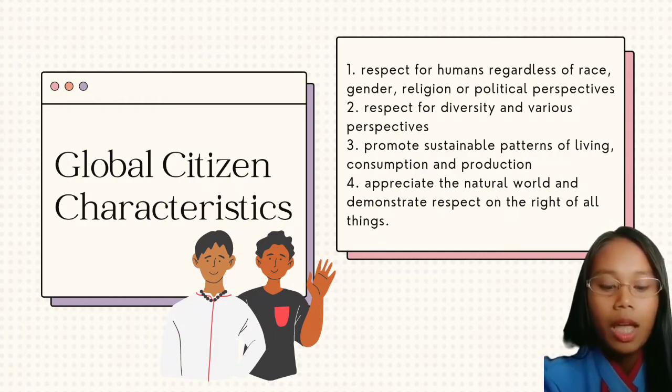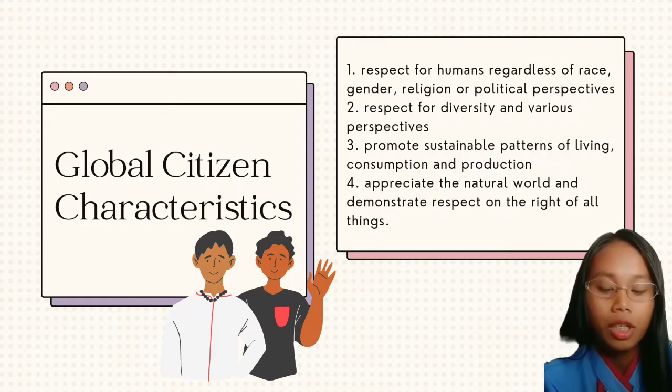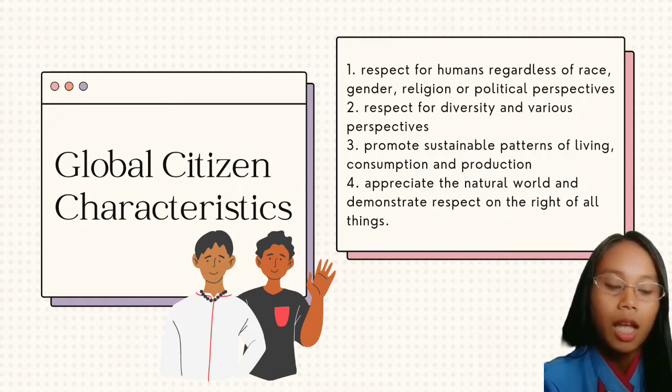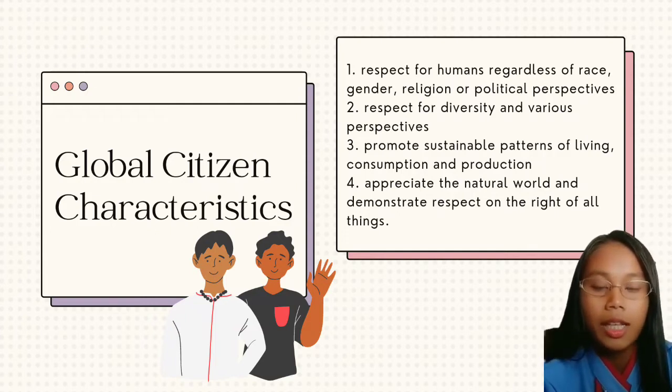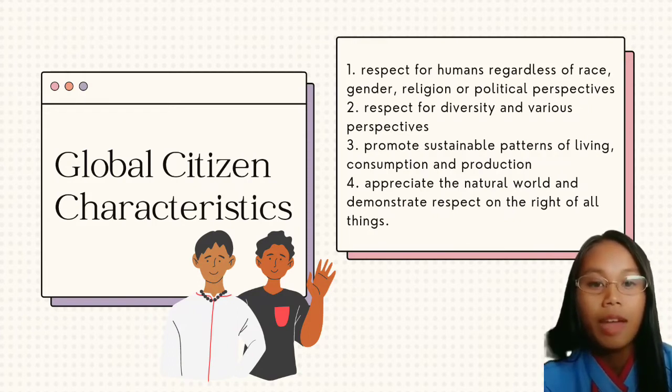Next, promote sustainable patterns of living, consumption, and production. Refuse using plastic, saving energy and others, and being progressive in the consumption and production. Next is appreciate the natural world and demonstrate respect and the right of all living things. So respect should be practiced everywhere. We should respect everything in this world, and in fact, everyone deserves to be respected.